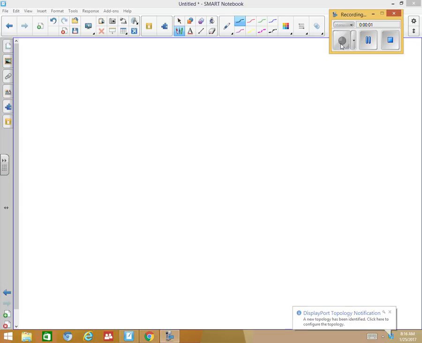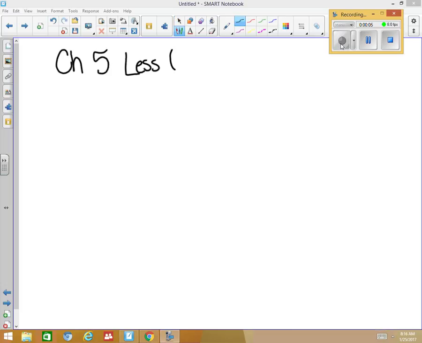Chapter 5, lesson 6. This is over parallel and perpendicular lines, and writing an equation. We will not be graphing. Okay, so I don't need this graphing? Hold on to it. You may need it at some point, not this section.